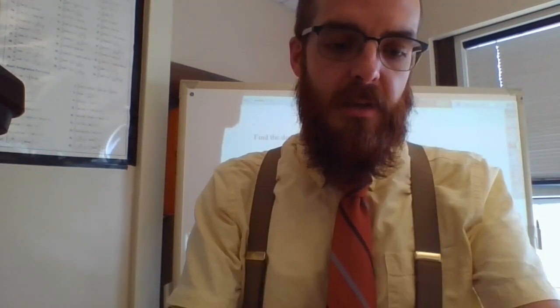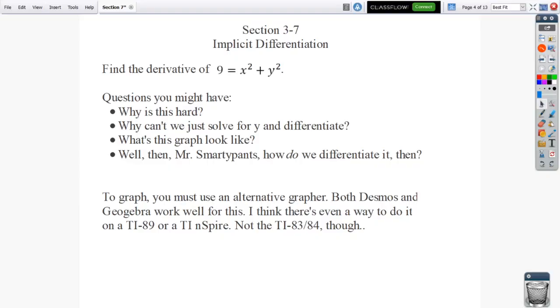All right, and we are back for another exciting installment of Learning Calculus. So today is something called implicit differentiation. And implicit differentiation comes into play whenever you have something called an implicit function.